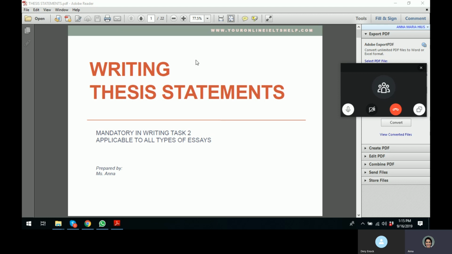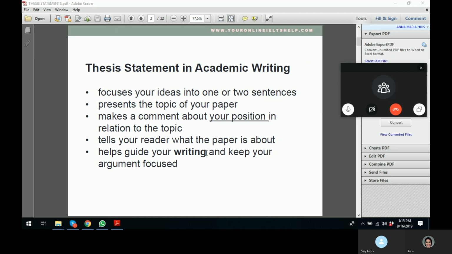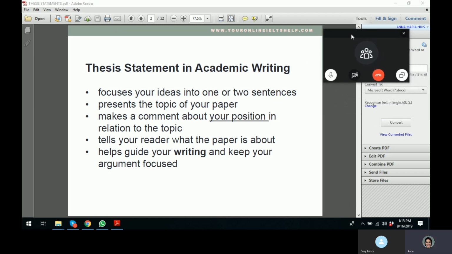Now, paraphrases are followed by thesis statements, always. And you have to understand what thesis statements are. So, this is the purpose of this lesson. As you see here, I noted this is applicable to all types of essays. So, what is a thesis statement? Larry, can you read it for me, please?